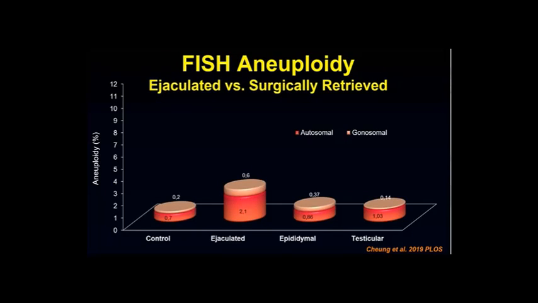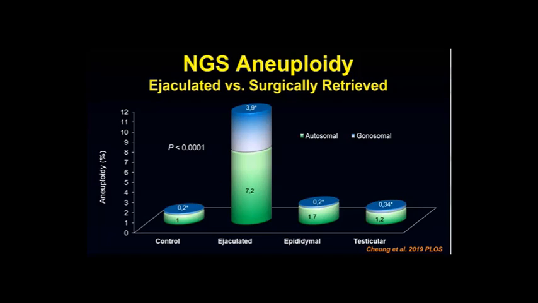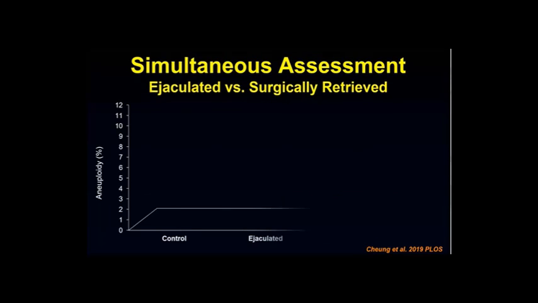We revisited the aneuploidy profile of surgically retrieved sperm by comparing it with their ejaculated counterparts. We were surprised to find that the FISH aneuploidy was indeed not higher in the epididymal and testicular sperm than in the ejaculated sperm, not for the gonosomal and not for the autosomal. When we performed NGS, we confirmed that the surgically retrieved sperm aneuploidy was certainly not greater than that of ejaculated sperm, as it was evidenced in past studies. In fact, with this particular assessment, it was significantly lower.